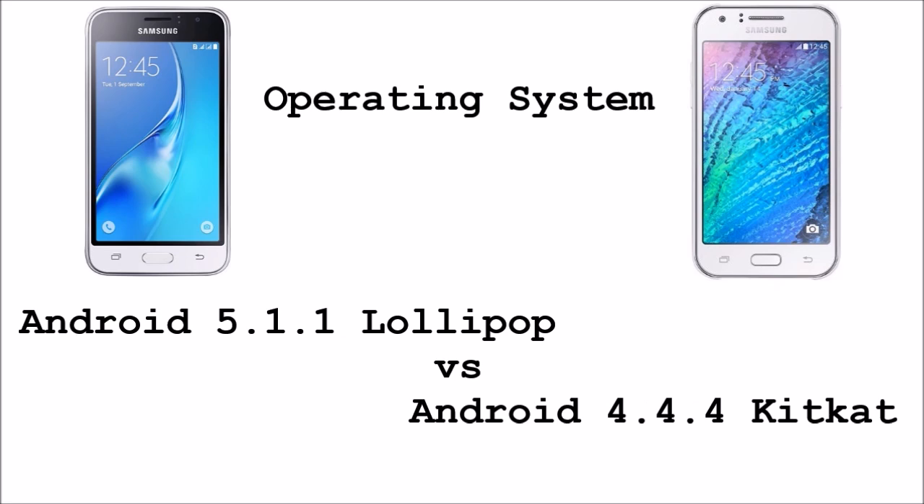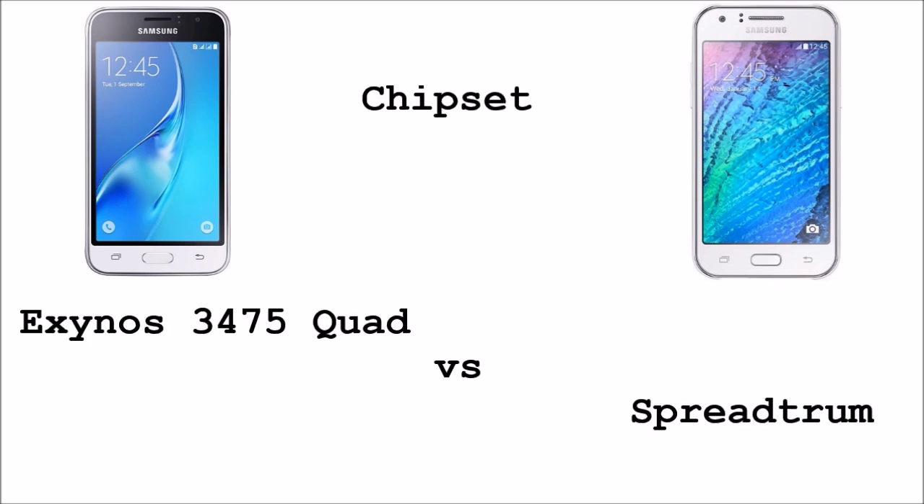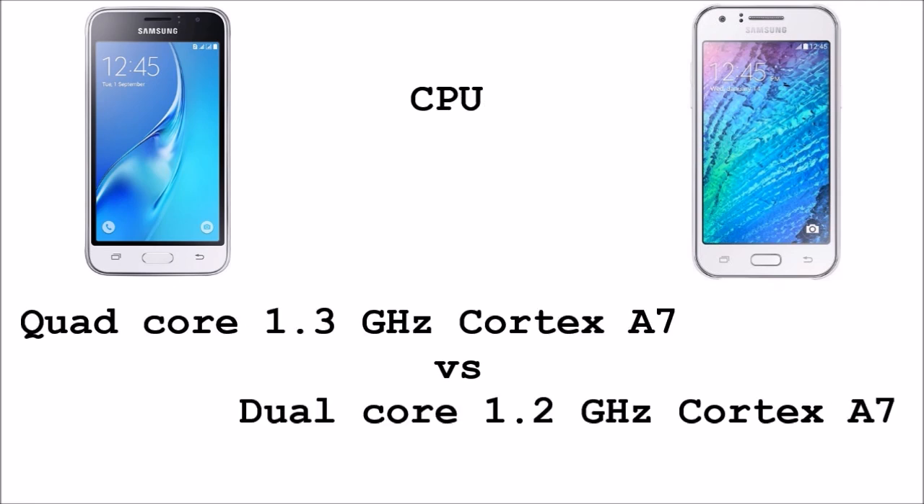As for the operating system, the J1 2016 comes with Android 5.1.1 Lollipop, while on the J1 2015 the operating system is Android 4.4.4 Kitkat. As for the chipset, the J1 2016 got the Exynos 3475 quad chipset, while on the J1 2015 you got a Spreadtrum chipset. As for the CPU, the J1 2016 got a quad-core 1.3 GHz Cortex A7 CPU, while you got a dual-core 1.2 GHz Cortex A7 CPU on the Samsung Galaxy J1 2015.